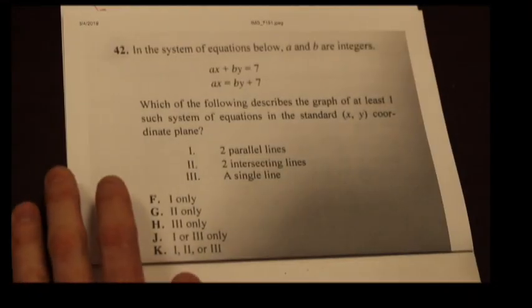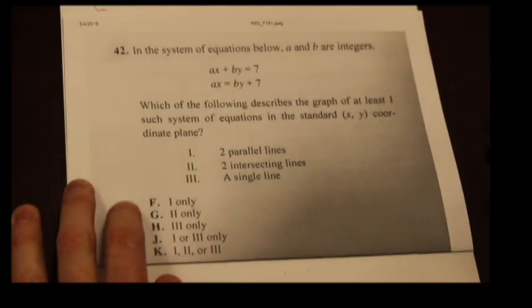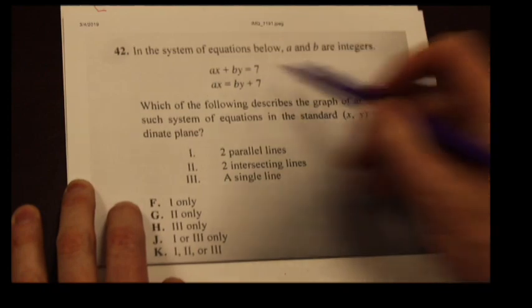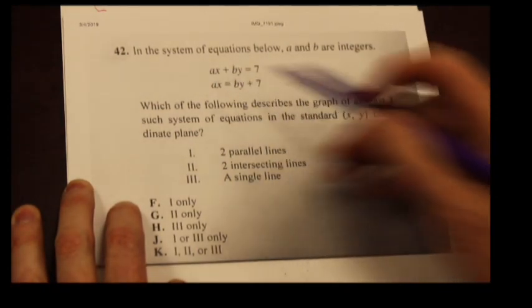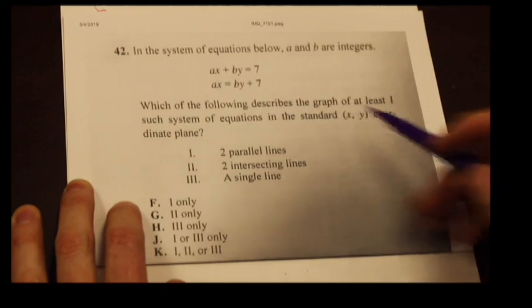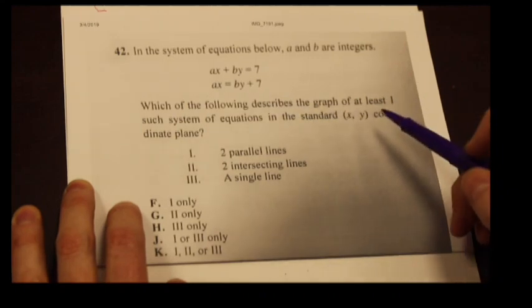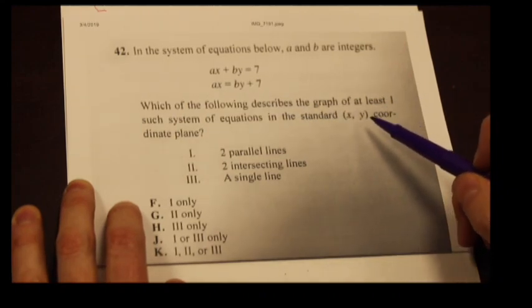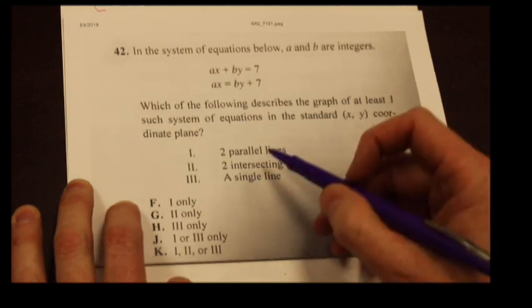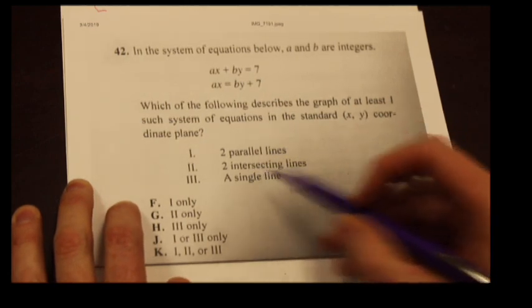Good morning. This is Mr. Boucher with your CERT question of the day. In this system of equations below, a and b are integers. We have ax plus by equals 7, ax equals by plus 7. Which of the following describes the graph of at least one such system of equations in the standard xy coordinate plane? We have two parallel lines, two intersecting lines, and a single line.